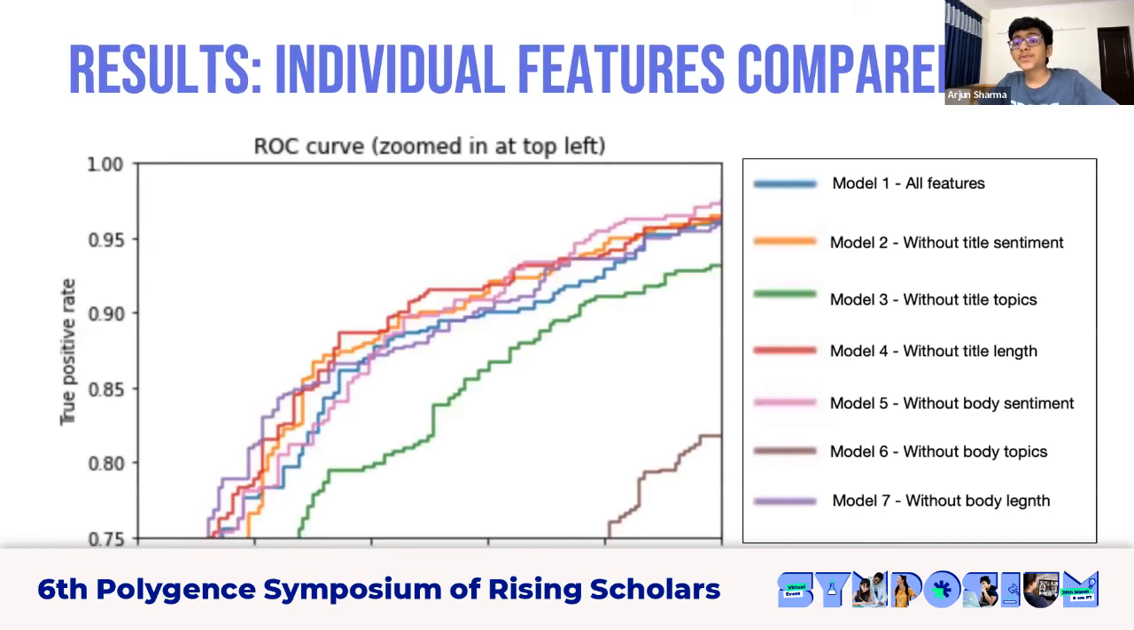Now let's compare the models which each excluded one feature with the model that uses all features. This graph is zoomed in at the top left, so you can only see that corner of it. The most important features appear to be the body topics, without which there's a large drop to the brown line, and the title topics, without which there's a large drop to the green line.